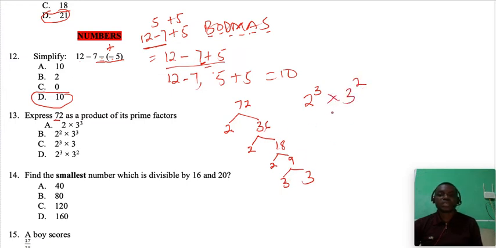So let's go to the answer. 2 raised to the power 3 times 3 raised to the power 2. Very good. So it's the D. So that is how we do it. The reason why we use the 2 is that 2 is the first prime number, and that first prime number will be able to multiply by a particular number to get 72. That's why we do that. Then let's continue to question 14.